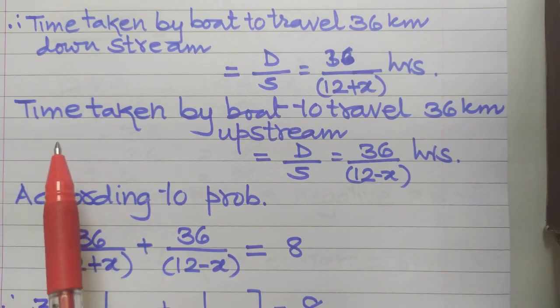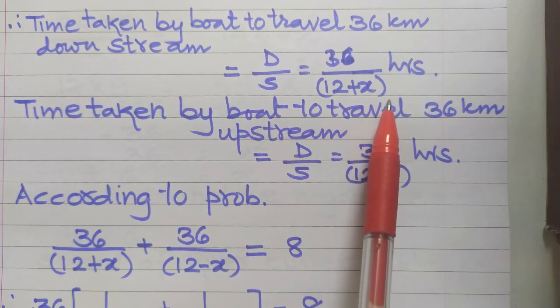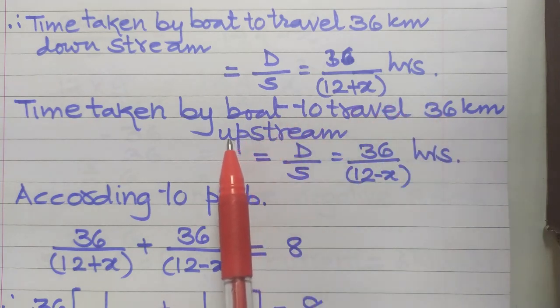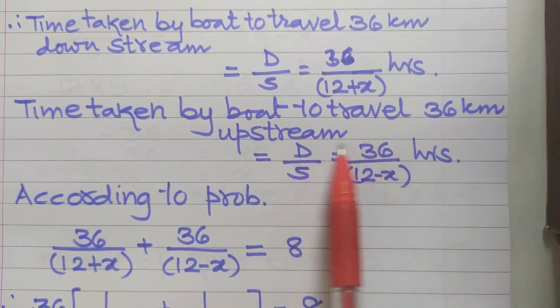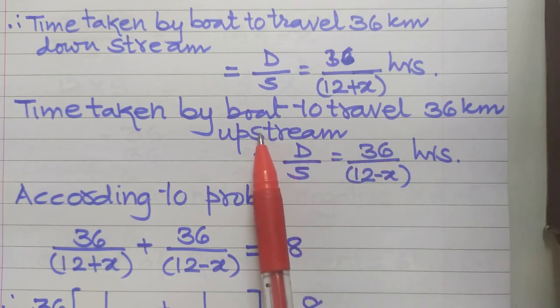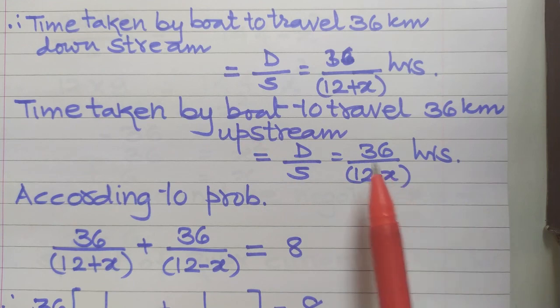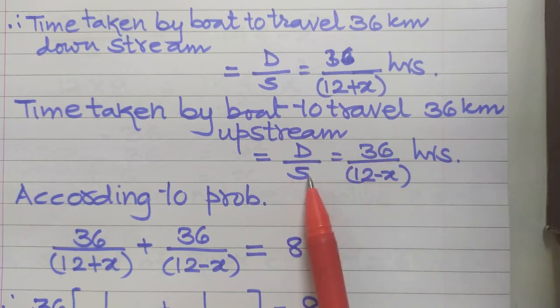Similarly, time taken by the boat to travel 36 kilometers upstream. Now it has to go against the current. Distance is the same, 36, but speed in the upstream direction is 12 minus x. So distance 36, speed 12 minus x, hours.